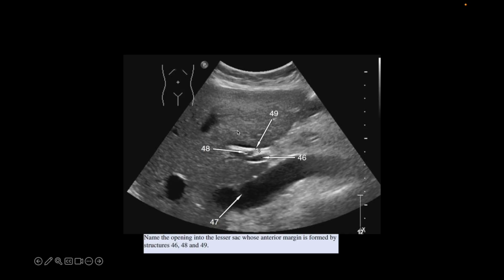Okay, so this is again at the level of the porta hepatis. So let's see the structures that we know. 46 is the portal vein. You know, it's got that look of the portal vein. It's coming horizontal and it's in sort of long axis at this level.